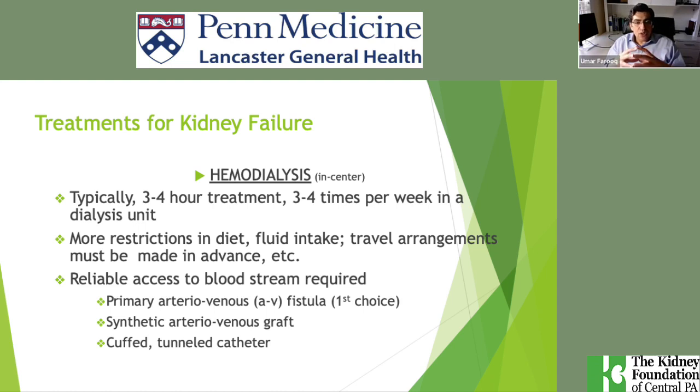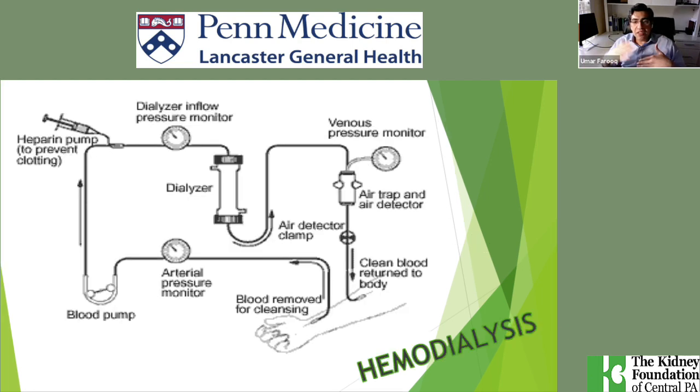And how do you treat the kidney failure? This group already knows that hemodialysis is 3 to 4 times a week, 3 to 4 hours each time, more restrictive with fluid. You have to make travel arrangements. And then the biggest success is with the fistula. So you need to have this primary AV fistula. This is a circuit for hemodialysis.